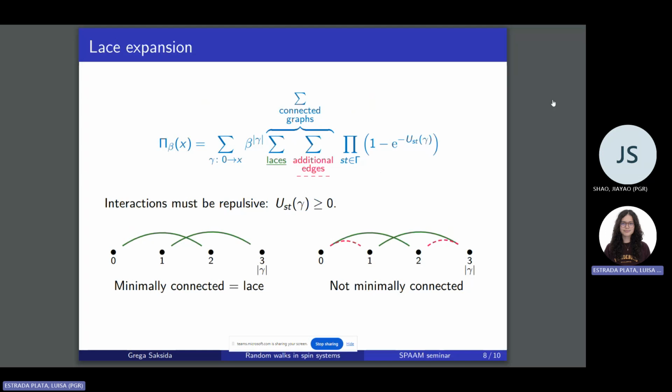Maybe it's statistical, but what do you mean by minimally connected graph? It means that if you remove any of the edges in a minimally connected graph, you get a graph that's not connected.